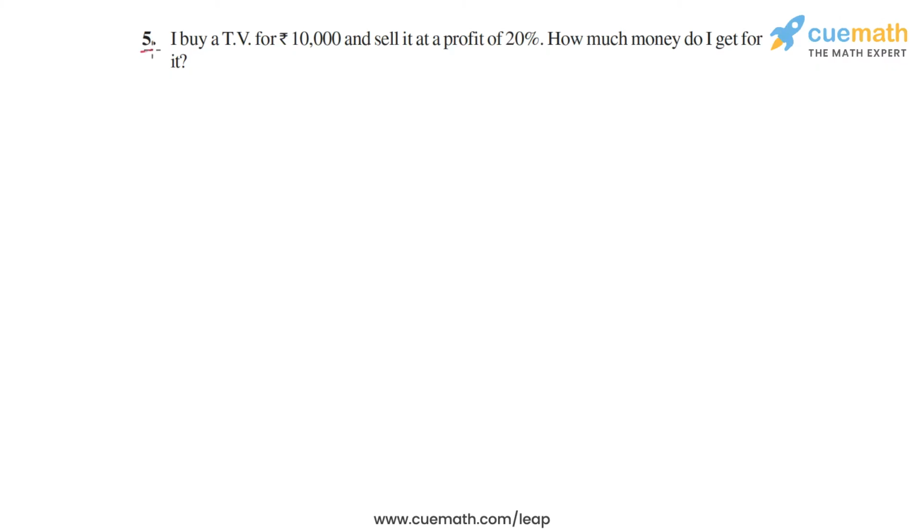In question 5, the problem statement says, I buy a TV for rupees 10,000 and sell it at a profit of 20%. How much money do I get for it? So the cost price of the TV, the price at which I buy it, is rupees 10,000 and I make a profit of 20% in selling it, and we basically have to calculate the selling price of the TV.